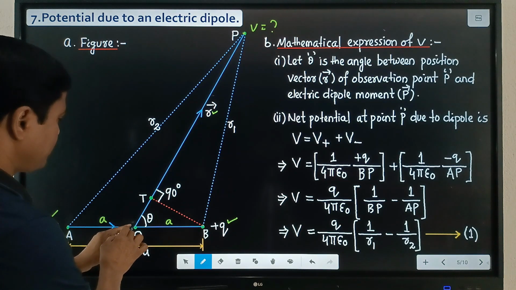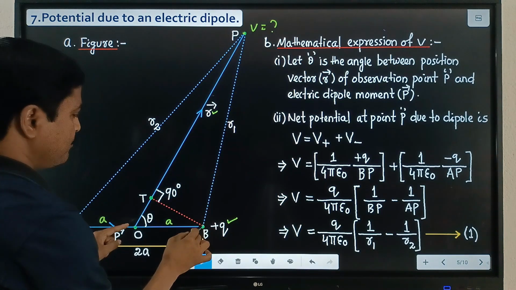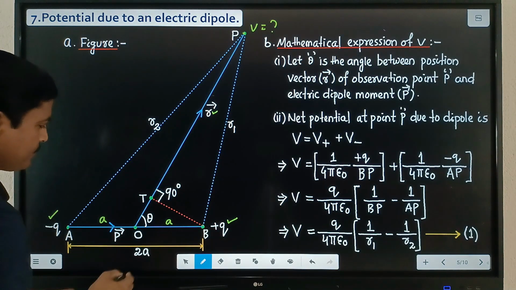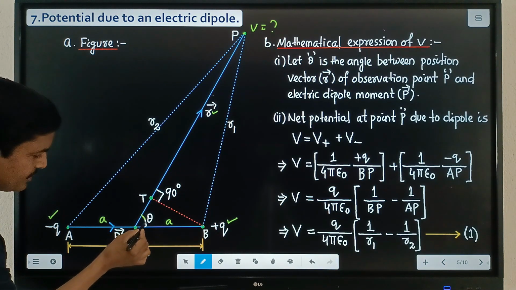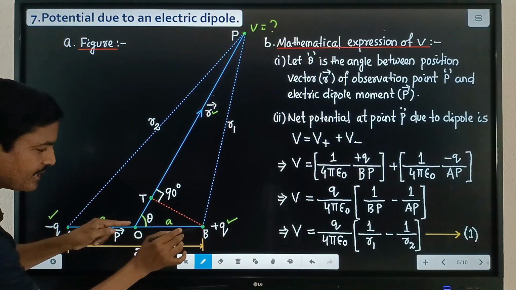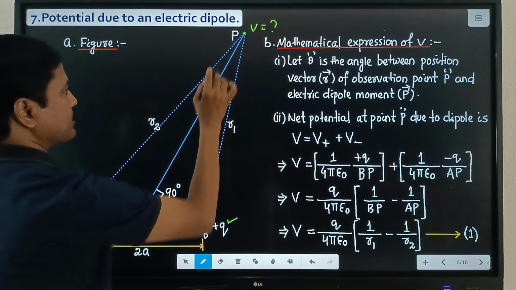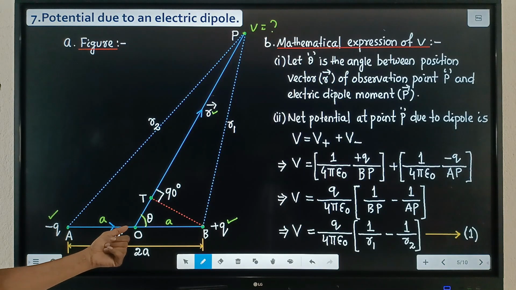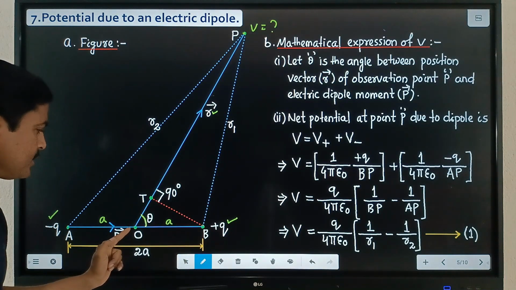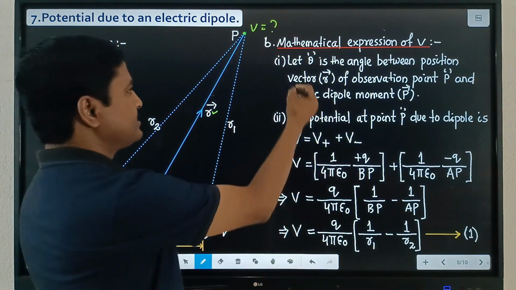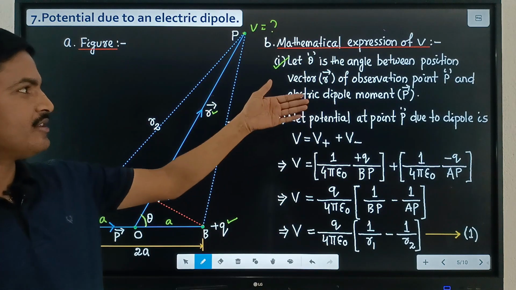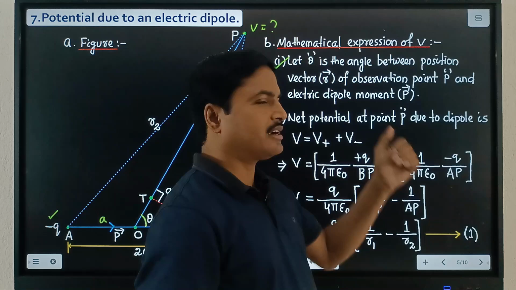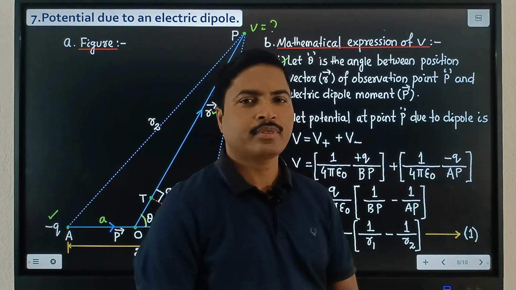Suppose triangle OPB. In triangle OPB, this is the angle between the electric dipole moment and the position vector. That means theta is the angle between the electric dipole moment and the position vector. Let theta be the angle between the position vector r of the observation point and the electric dipole moment.